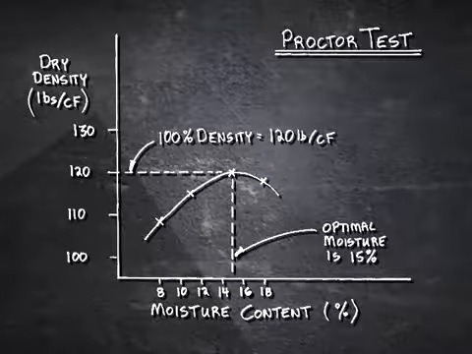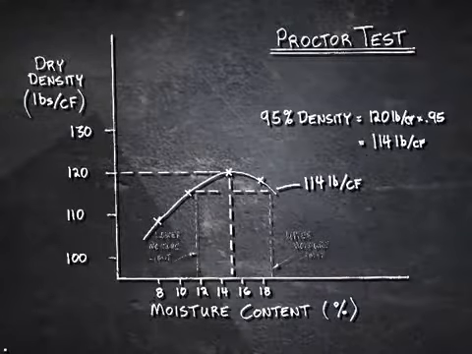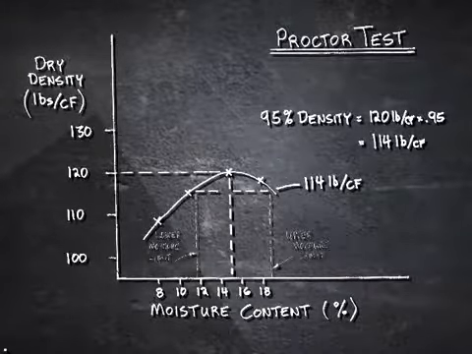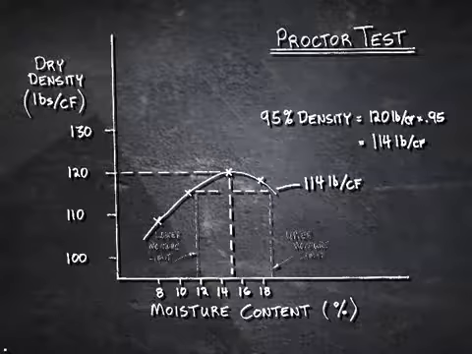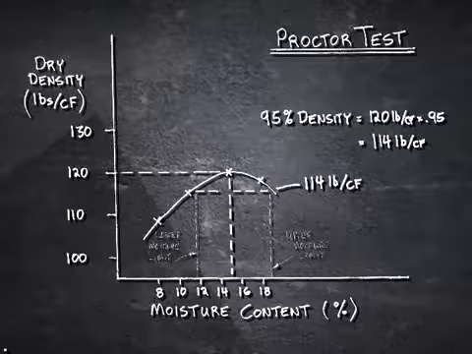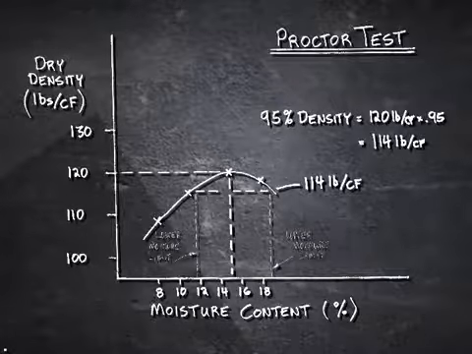Then the optimal moisture content is found by just coming straight down from that maximum density, and here it's shown at 15% moisture content. So if the specs call for 95% compaction, that would be found by taking the 120 pounds per cubic foot, multiplying by 0.95, and that gives you the 114 pounds per cubic foot that shows as the horizontal line across there. Then the upper and lower limits of moisture are found by just finding where that horizontal line intersects the density curve.